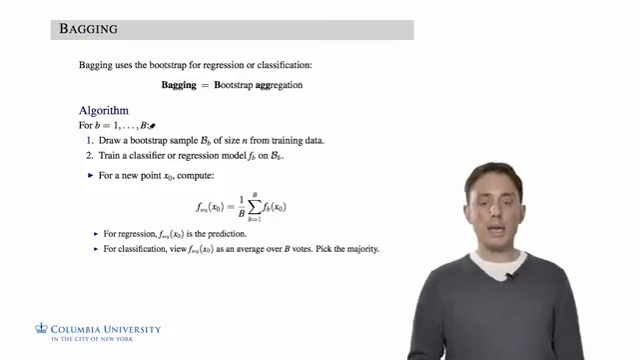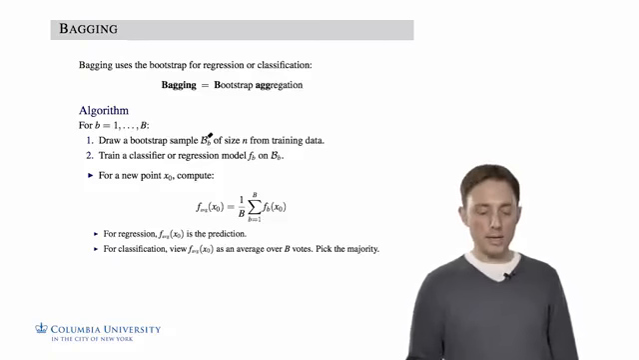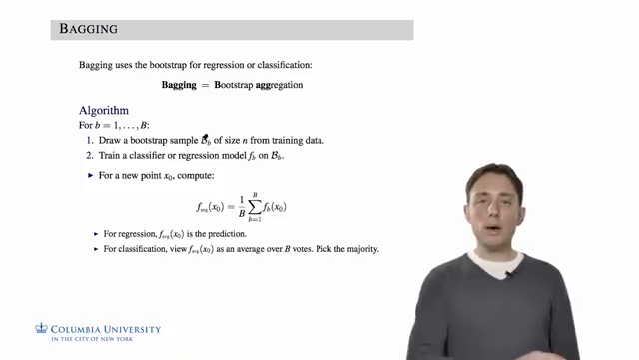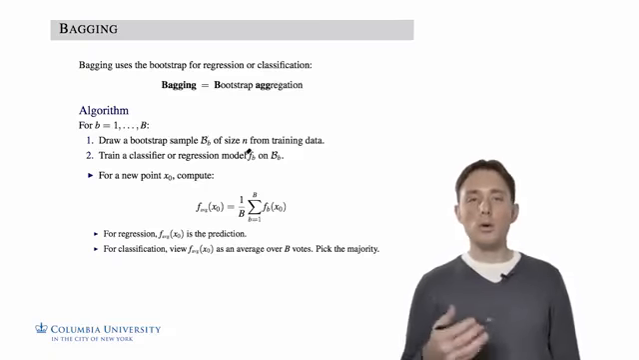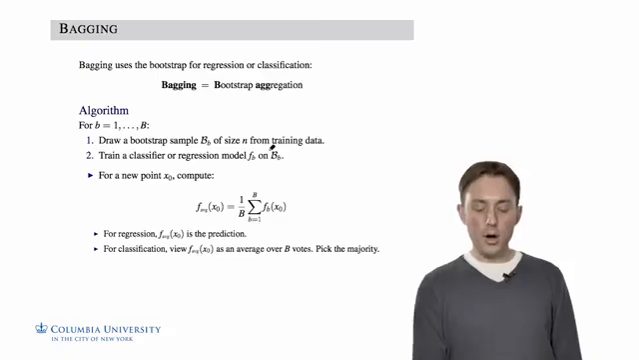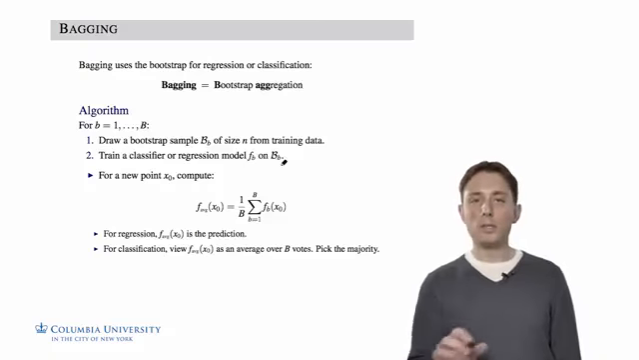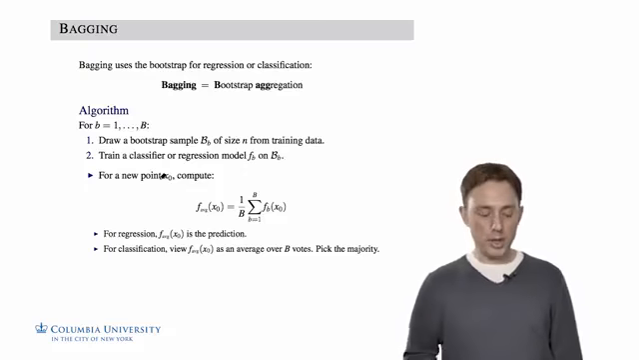All right, so our algorithm is as follows. For little b equals 1 to capital B, where we decide what this capital B is, we first generate a bootstrap data set of the same size as our training data. So this data set is going to have repeats of certain data points, and some other data points are not going to be in that data set. We then learn a classifier or a regression model, f_b, on the bootstrap data set. So we have capital B of these classifiers or regression models, where each one is learned on a particular bootstrap data set.